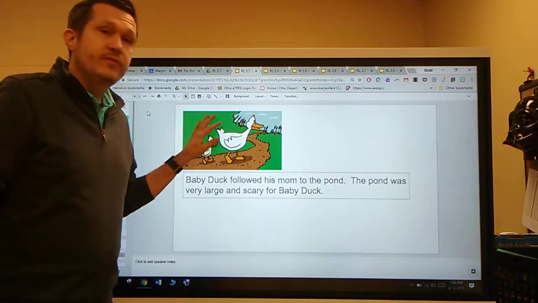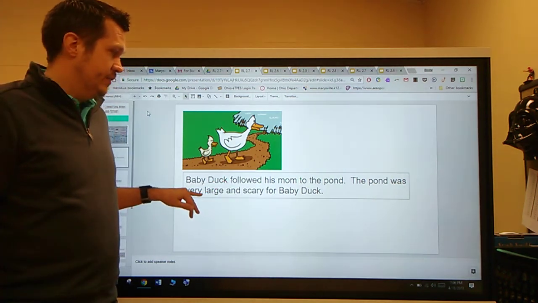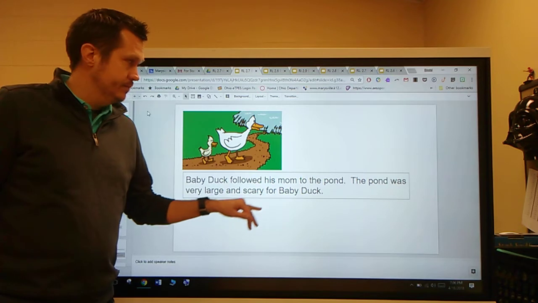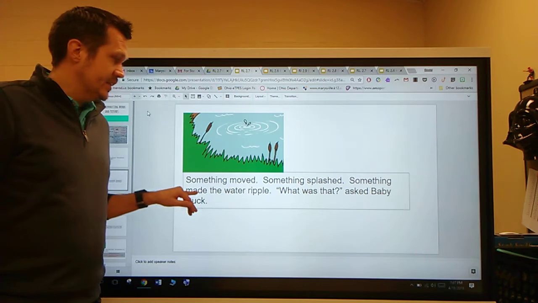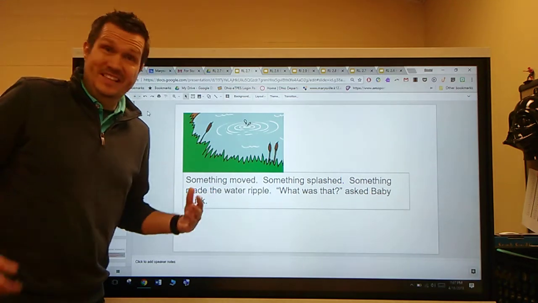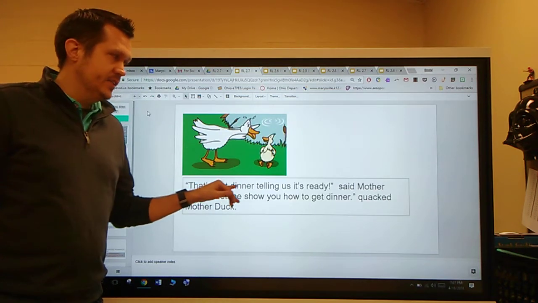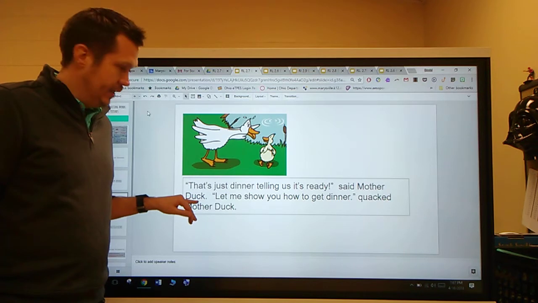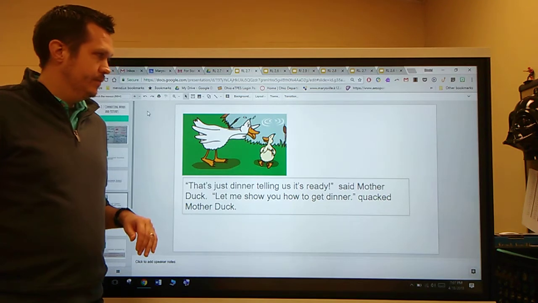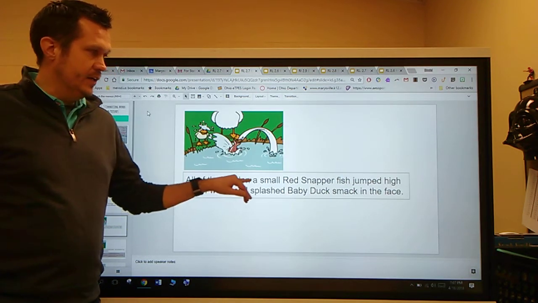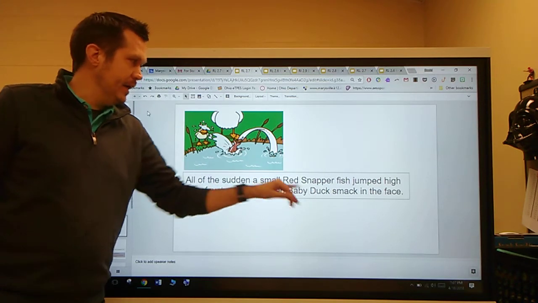So here's a story. Here's the first part of the story. Baby Duck followed his mom to the pond. The pond was very large and scary for Baby Duck. Something moved. Something splashed. Something made the water ripple. What was that? Asked Baby Duck. That's just dinner telling us it's ready, said Mother Duck. Let me show you how to get dinner, quacked Mother Duck. All of a sudden, a small red snapper fish jumped high out of the water and splashed Baby Duck smack in the face.